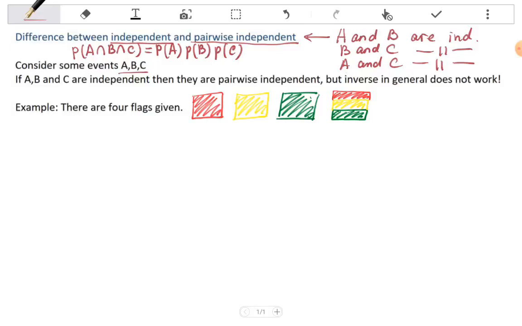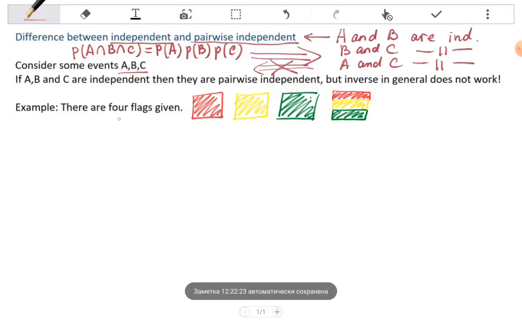And in fact, it can be proved that if A, B, C are independent, in this sense, then they are pairwise independent. So from this, we may conclude this. But the inverse, in general, is not true. So we cannot make a conclusion backward. So this is not correct. Okay, and the following example shows you that indeed it's not correct.